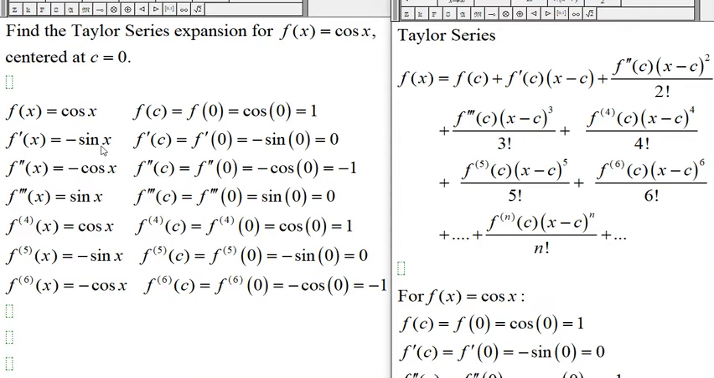So all the odd derivatives will be 0. So the first derivative will be 0, the third derivative will be 0, the fifth derivative will be 0. And then the pattern is going to be 1, negative 1, 1, negative 1.